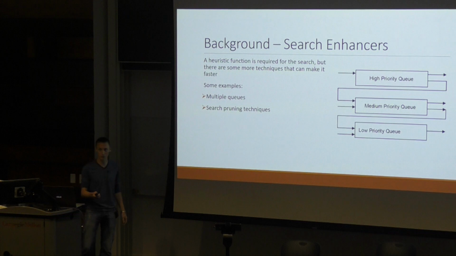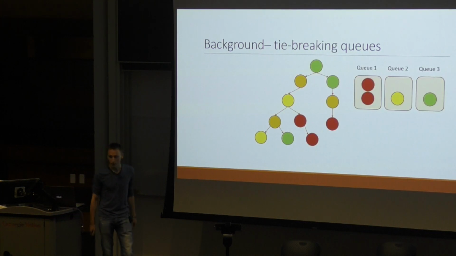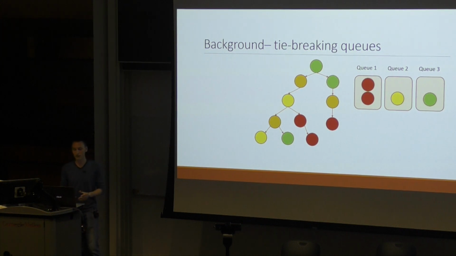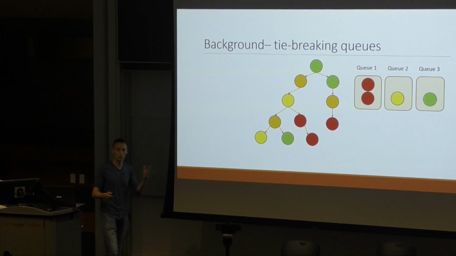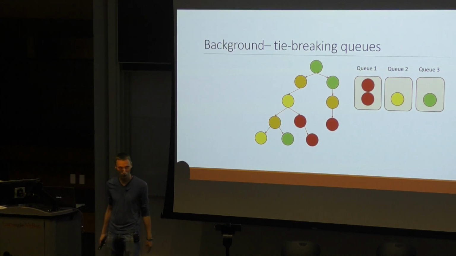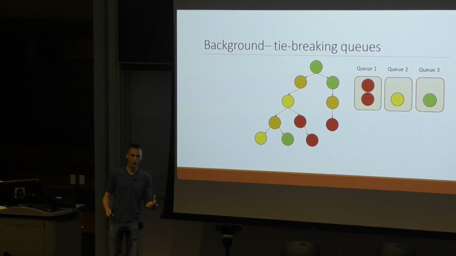First of all, multiple queues. If you got some states that you want to expand and you want to choose a state, you may go by heuristic value only, but you may divide your open list into some queues of more preferable states and less preferable states to expand. And prioritize in some way the more wanted or more desired states.